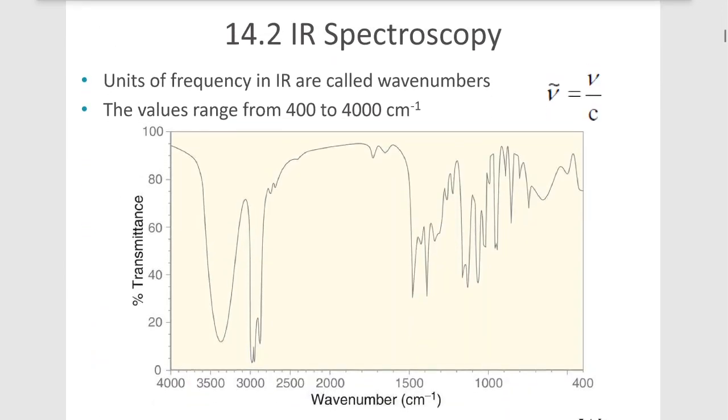Notice also that our spectrum goes from about 400 to around 4,000 wave numbers, and wave numbers are given by frequency divided by the speed of light. So the wave number is this little tilde over the frequency sign, and it's given by frequency divided by the speed of light. The reason it's done this way is because it translates those numbers into something we can read a little more easily, because the speed of light itself is a large number and frequency is a large number, so we want to translate that into something a little easier to interpret.